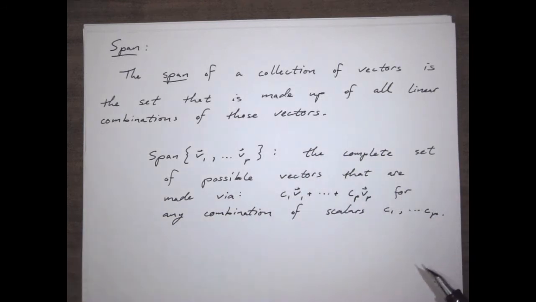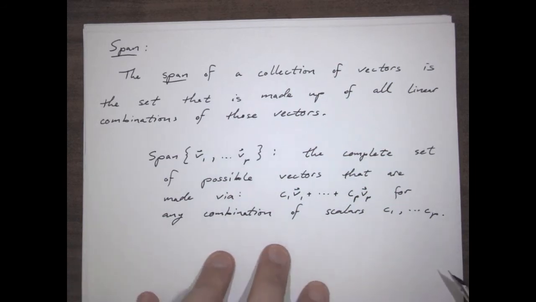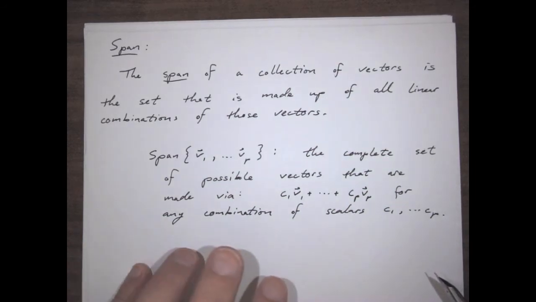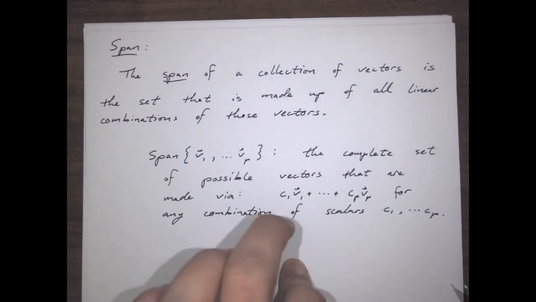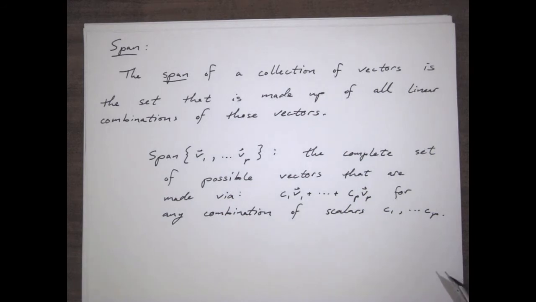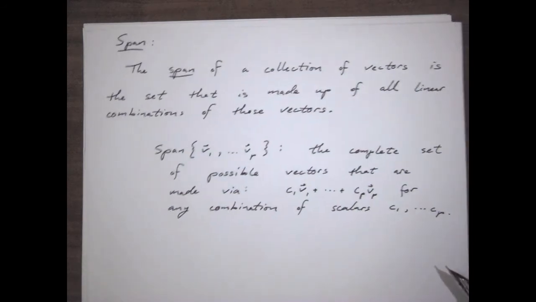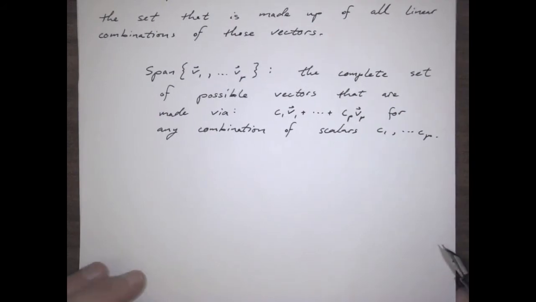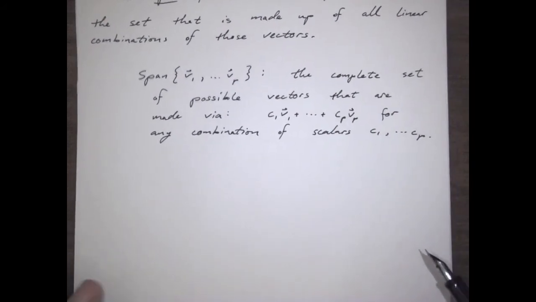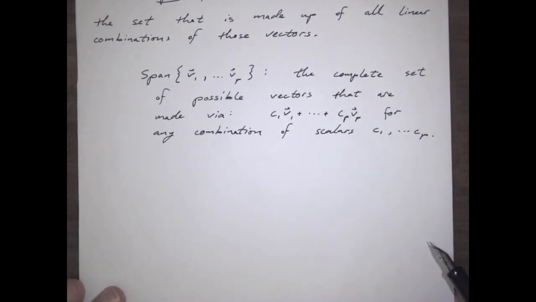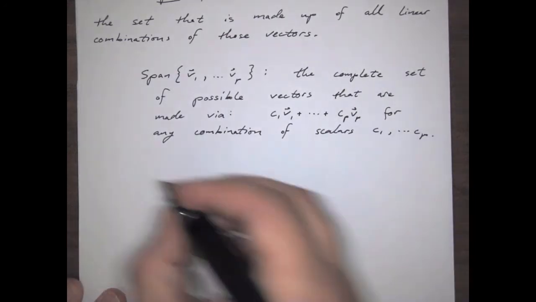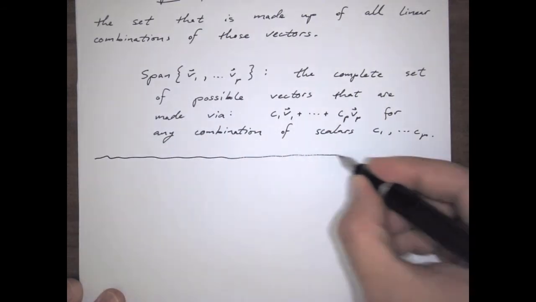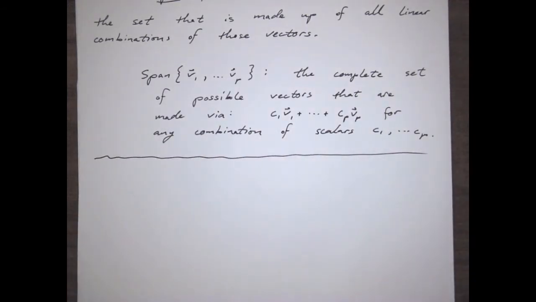So let's say I had 5 vectors in my set here. I could choose 5 different scalars, and I would multiply the first by the first vector, the second by the second vector, the third by the third vector, the fourth by the fourth vector, the fifth by the fifth vector, add them all up, and what I would get would be in the span. And anybody else who chose any other 5 scalars would also produce an element of the span, and together all possible choices make up the complete set of the span of those vectors.